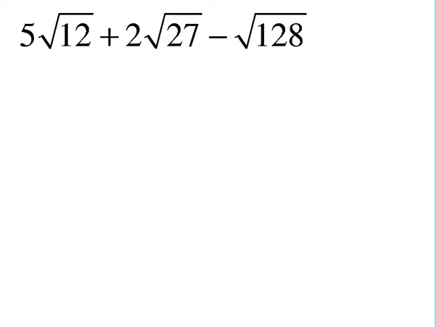Okay, so now we're going to do 3. So here we go. You guys have 5 root 12. This group, you got 2 root 27. I will take the root 128. You already got it? Okay, so I have the negative 8 root 2.